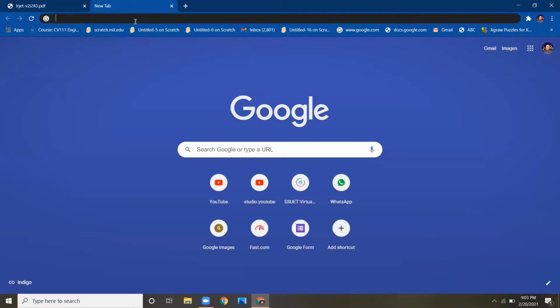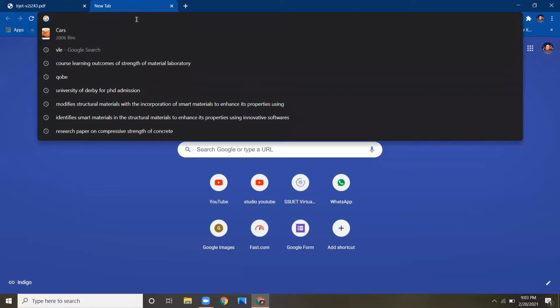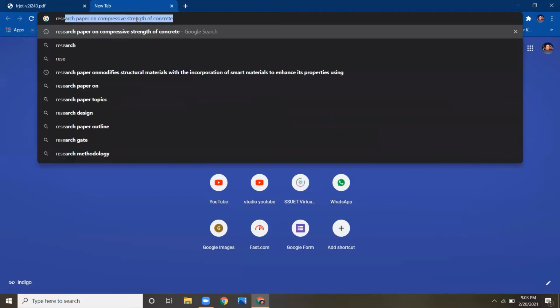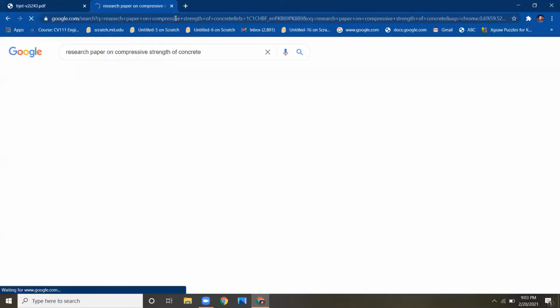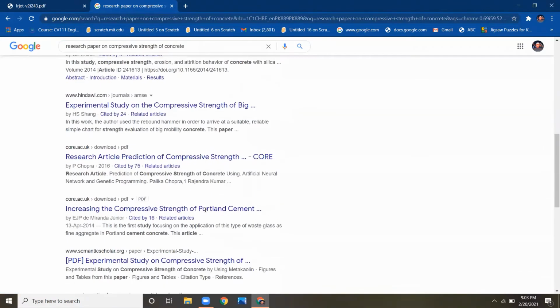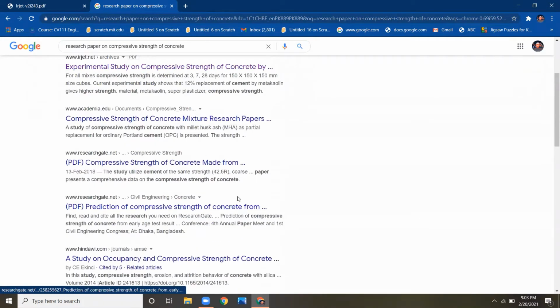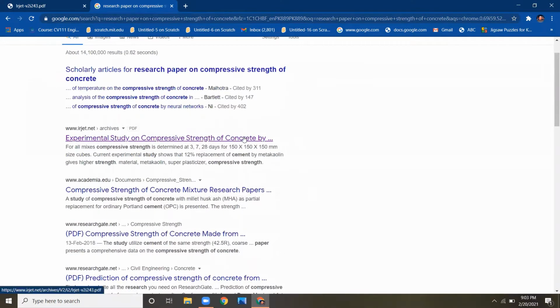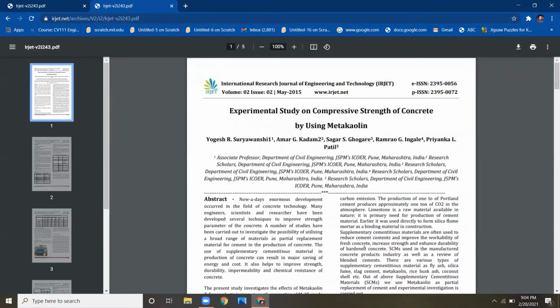So for example, right now I am going to search for a research paper on compressive strength of concrete. I have searched it, and I have a variety of research papers over here. It is up to me which research paper I choose. For example, I am going to choose this one, experimental study on compressive strength of concrete. Let me click on it and I will get this research paper.